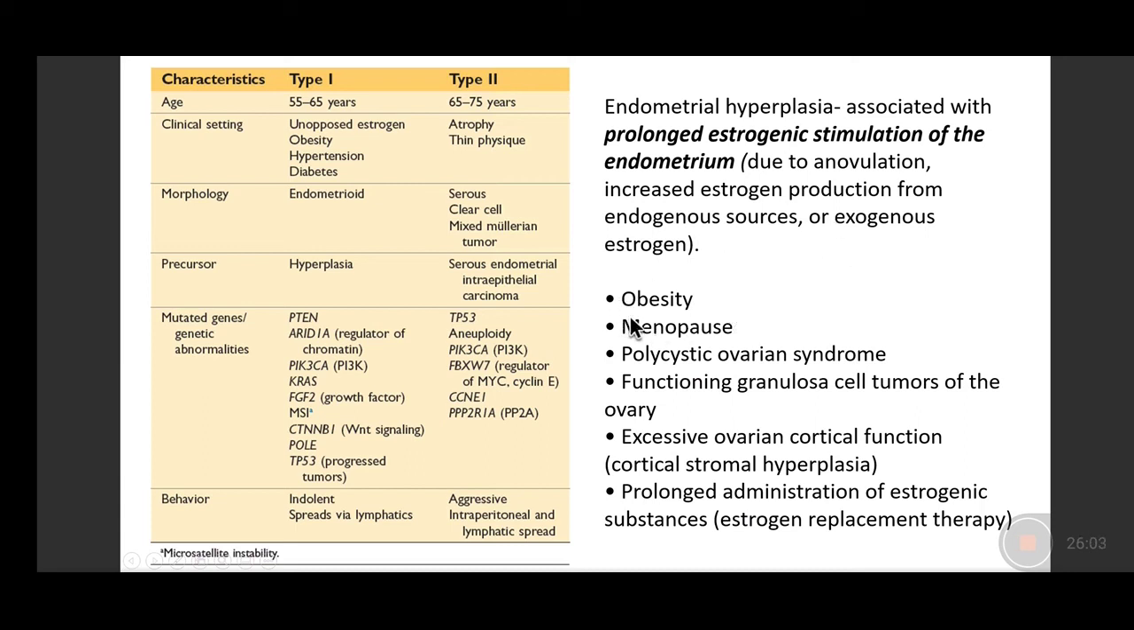So these patients can have obesity, or be menopausal patients, or polycystic ovarian syndrome patients, or someone having functioning granulosa cell tumors of the ovary, or there can be excessive ovarian cortical function, or prolonged administration of estrogenic substances as in estrogen replacement therapy. So all of these can lead to endometrial hyperplasia, which can subsequently lead to type 1 endometrial carcinomas.